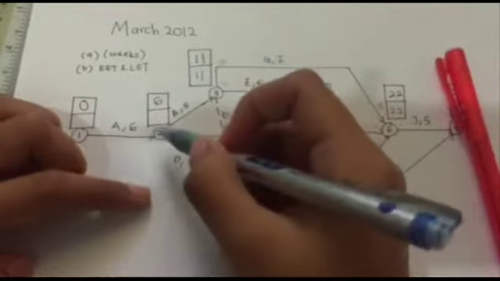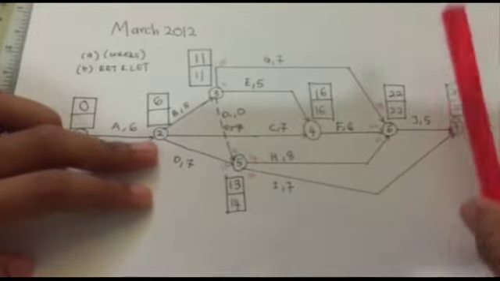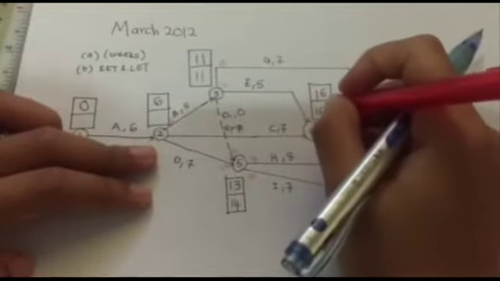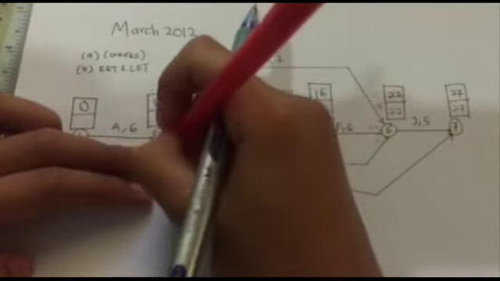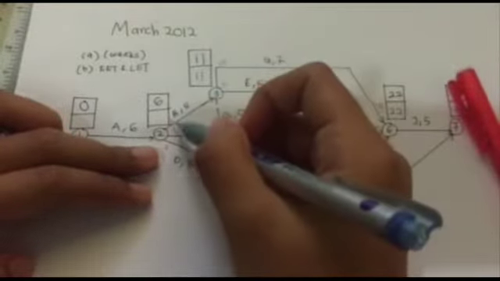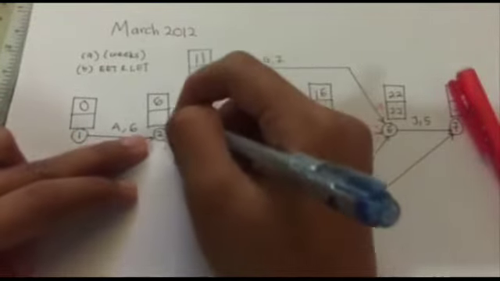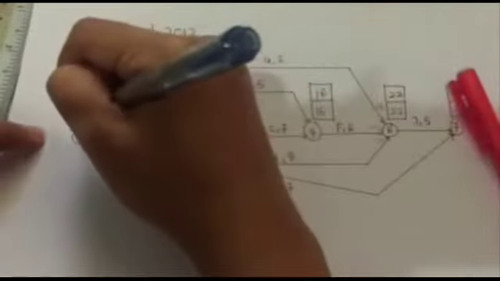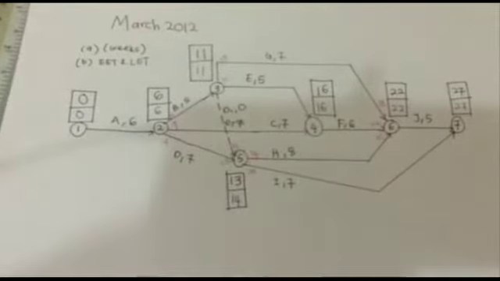Okay. Next, for event number 2, there are 3 arrows. So 11 minus 5, you will get 6. 16 minus 7, you will get 9. 14 minus 7, you will get 7. The reason I put down the number here is because we can see clearly what number we have to put here. Okay, so the lowest is number 6. 6 minus 6, you will get 0. Okay, that's all for EET and LET.